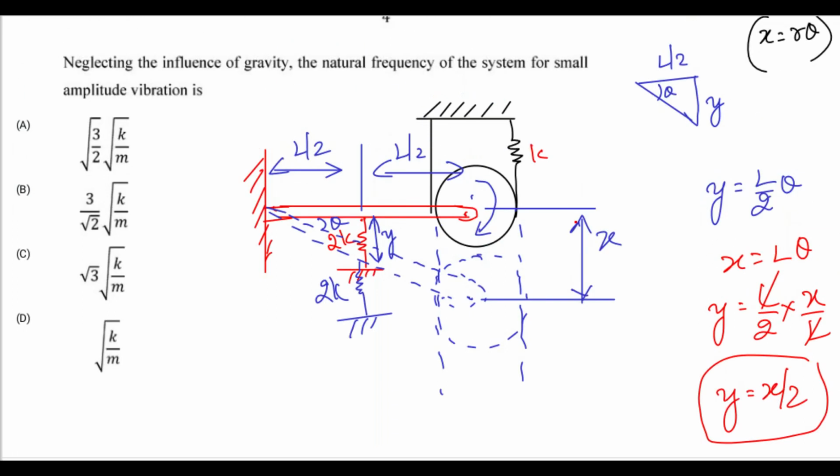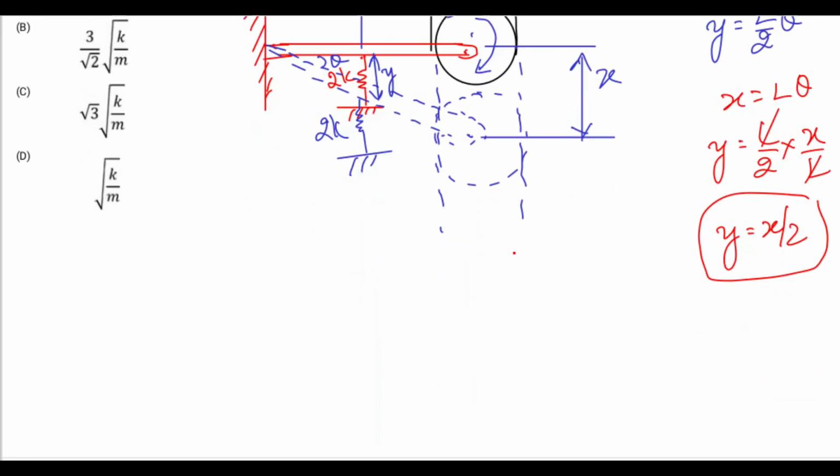Now we'll use the energy method of solving this particular vibration problem. We'll list out all the energies involved in this. First, the kinetic energy or potential energy of the 2K spring.